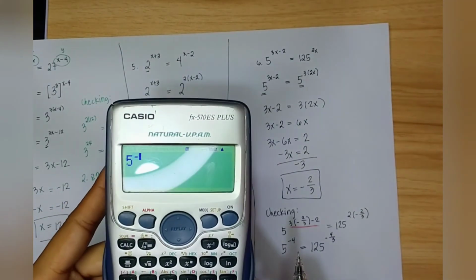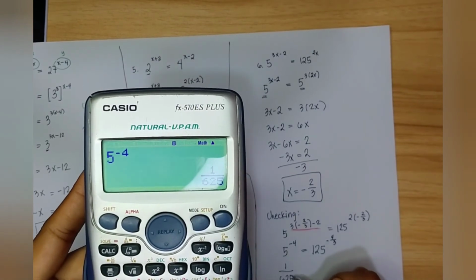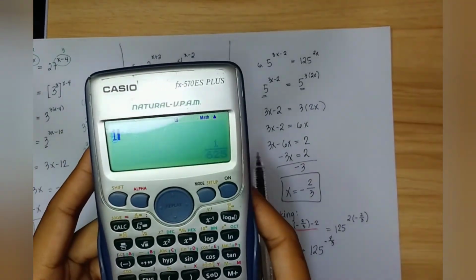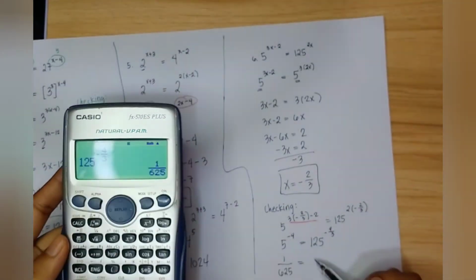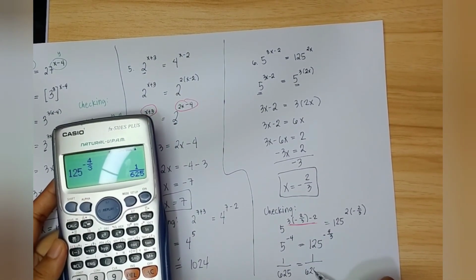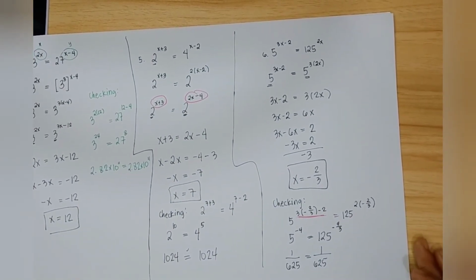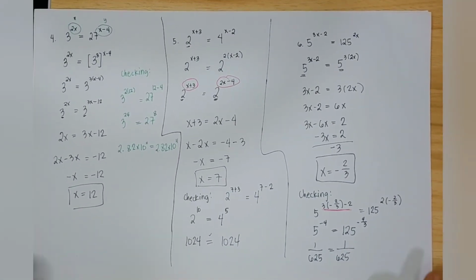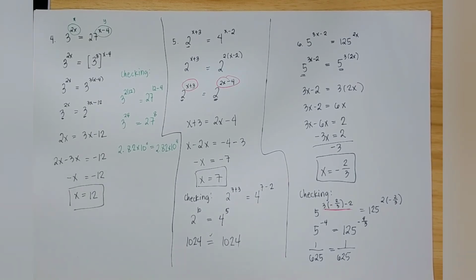5 raised to the power of negative 4. This is 1 over 5 to the 4. Ito naman sa kabila. Okay, copy natin. 125 raised to the power of negative 4 thirds. That is equal to 1 over 5 to the 4. So, that means, tama yung sagot natin. Okay? So, I hope you learned something for today. So, if you have question, kindly do not hesitate to ask me. So, this is how we solve exponential equation.